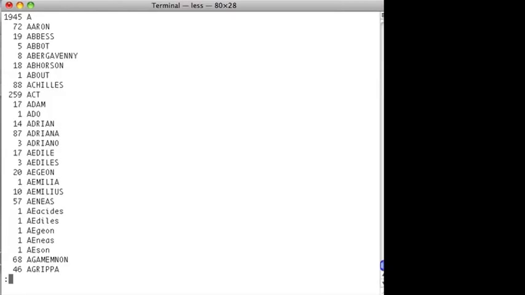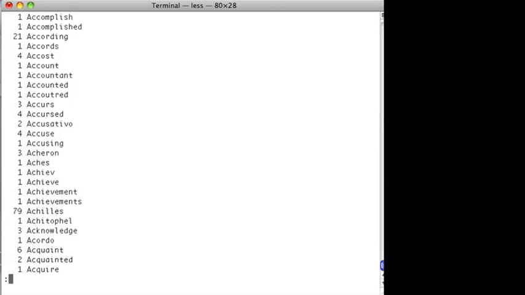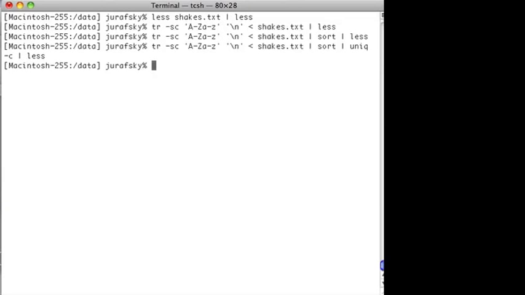And we can walk through. We know that in Shakespeare, the word achievement with a capital A occurs once. The word Achilles appears 79 times. The word acquaint 6 times, and so on. That's interesting, but it would be nice if we didn't have to just look at these words in alphabetical order, but if we could look at them in frequency order. So let's take this same list of words and now resort it by frequency.